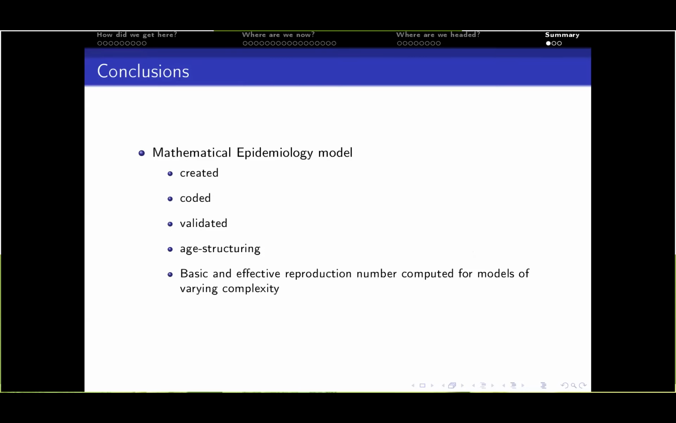We can compute these basic and effective reproduction numbers for models of these various different complexities. And these were one piece of information, a big piece, but one piece of them, that was used to inform decision-making at the state level.